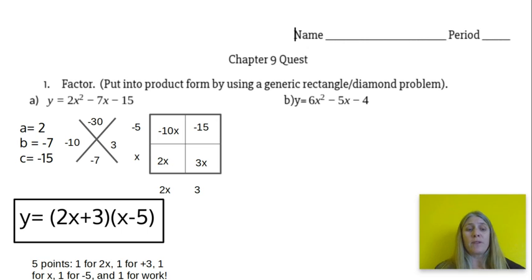You're going to get 5 points for this problem. One for your 2x, one for your positive 3, one for your x, one for your negative 5, and one for the work that you did to solve this problem. Let's take a look at B here.